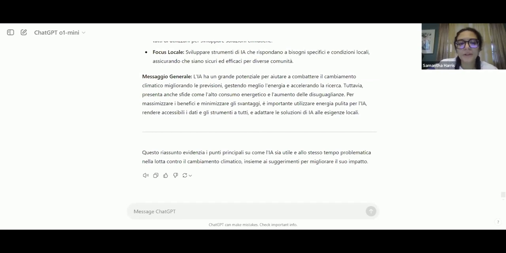But that does bring up a good point. When you're making queries, you do want to be as clear and specific as possible because certain queries might actually confuse it.